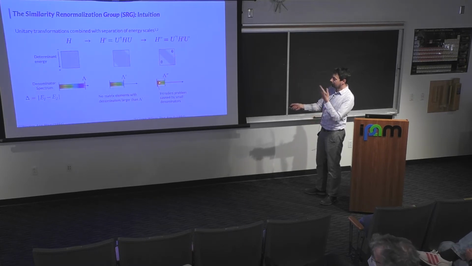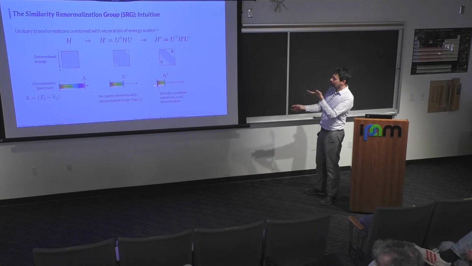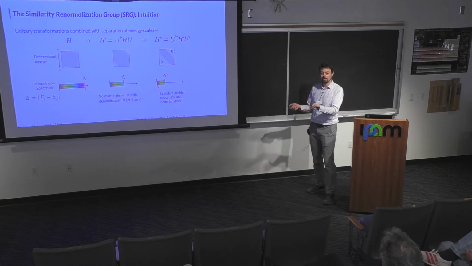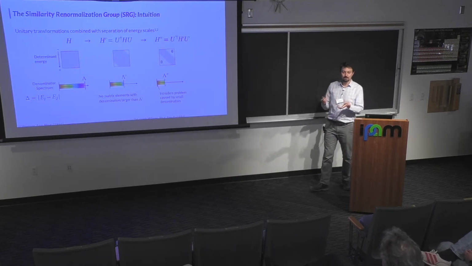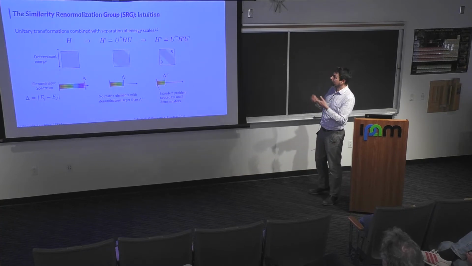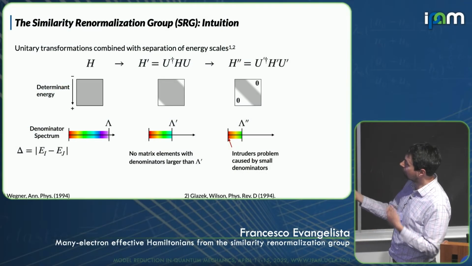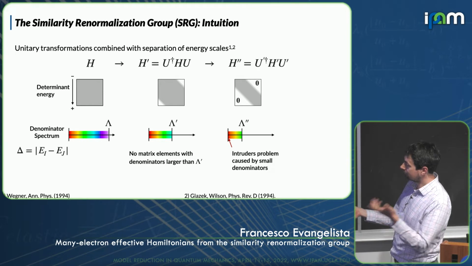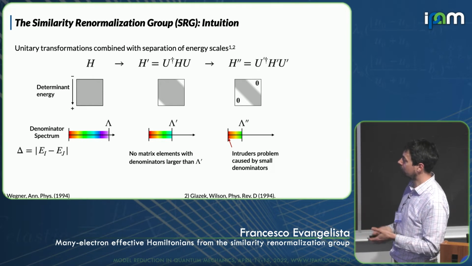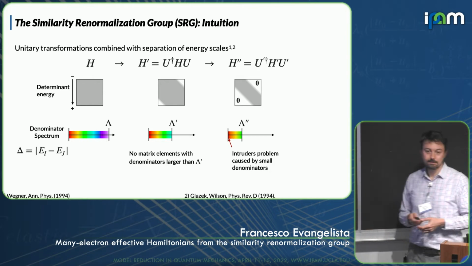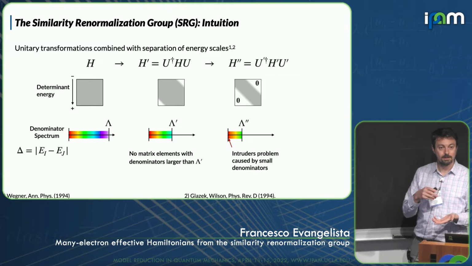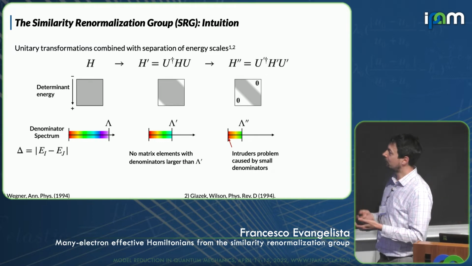And if I do this transformation, the small denominators that cause this intruder state problem are never going to be dealt with by this unitary because they correspond to 0 or small denominators. So this is the technique I'm going to use to avoid the small denominators.